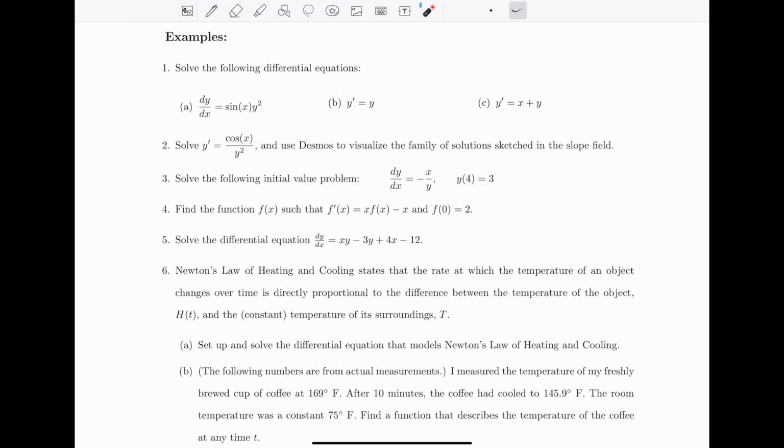Take a look at example 3. We want to solve this initial value problem. We have a separable differential equation, and we have an initial condition. So we're going to find the particular solution that satisfies this initial condition. So our differential equation is dy dx equals negative x divided by y, and the initial condition, y of 4 equals 3. 4 is the x value here, 3 is the y value.